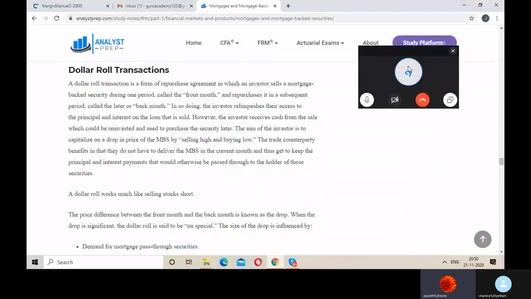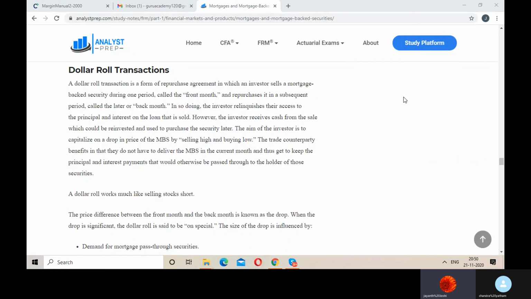So today we are starting with dollar roll transactions. Okay. So what is this dollar roll transaction? A dollar roll transaction is a form of repurchase agreement. See, what is repurchase? First you sell and again purchase it.